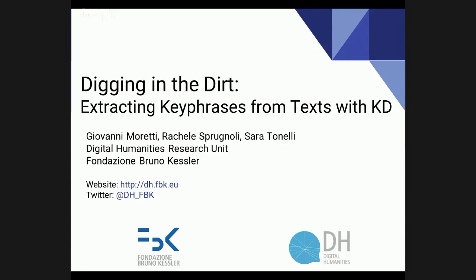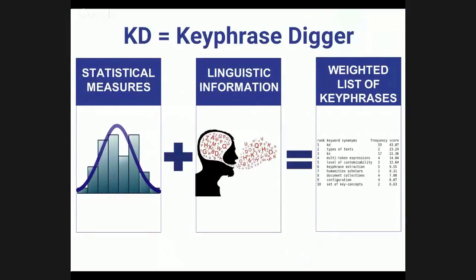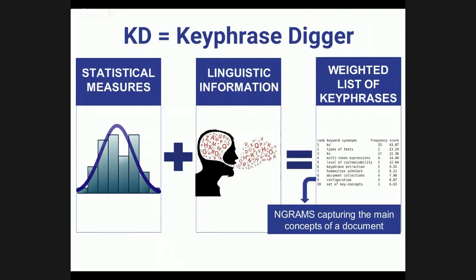Good afternoon, I'm Rachele Sprugnoli from the Digital Humanities Research Unit in Fondazione Bruno Kessler, and I invite you to come to our poster that is about KD. KD is the acronym for Keyphrases Digger. It's a rule-based system that combines statistical measures and linguistic information given by part-of-speech patterns to extract a weighted list of key phrases from texts. A key phrase is an n-gram that captures the main concept of a document or a set of documents, so they can be both single words and multi-token expressions.